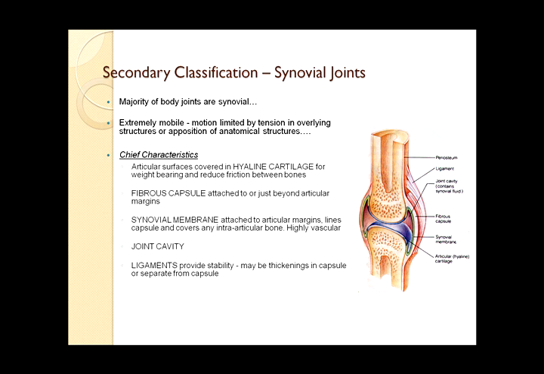All synovial joints have chief characteristics. The articular surfaces at the bone ends are virtually always covered in hyaline cartilage. Occasionally, joints will be covered in fibrocartilage instead of hyaline cartilage. The hyaline cartilage can be seen here, this blue area.